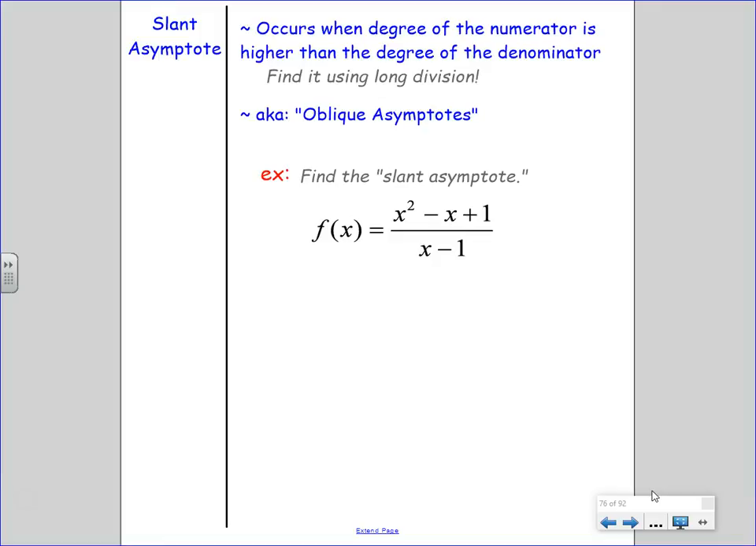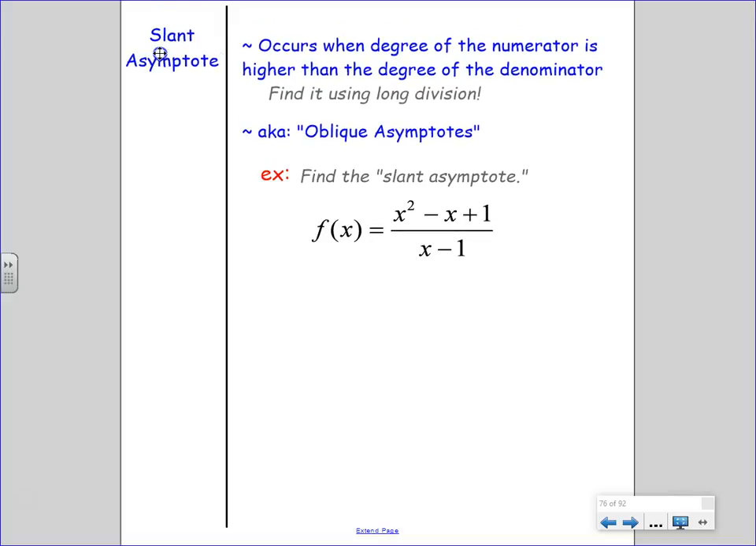Slanty ones. Well, one's an example and one's stuff to actually talk about. There is going to be an oblique asymptote when the degree of the numerator is, and hold on, we gotta add something, is 1 higher. Literally, it's only allowed 1 power away. When the degree of the numerator is only 1 power higher than the degree of the denominator.